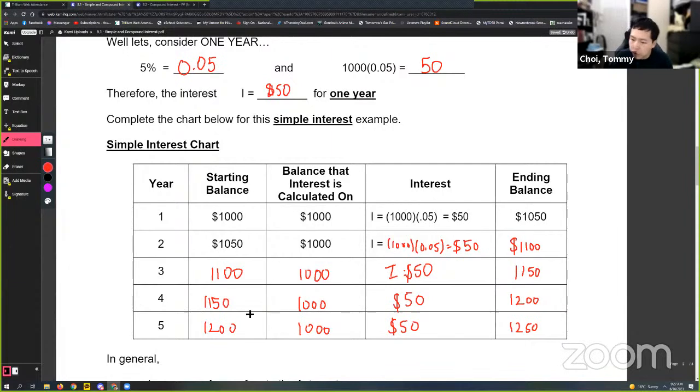Right? So simple interest, this should seem weird to some of you. It's like, why would it not use the new value? But that's weird with simple interest, where simple interest just uses your very starting one to calculate your interest forever. So that's simple interest.